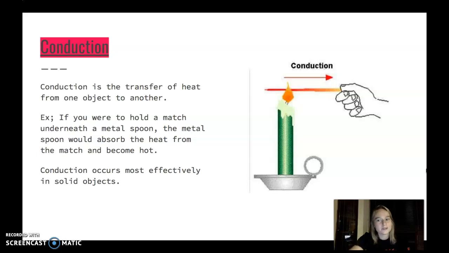Now, I'm not really sure about that, but I know that conduction occurs most commonly in solids. And then some other examples just to help you understand what conduction is.